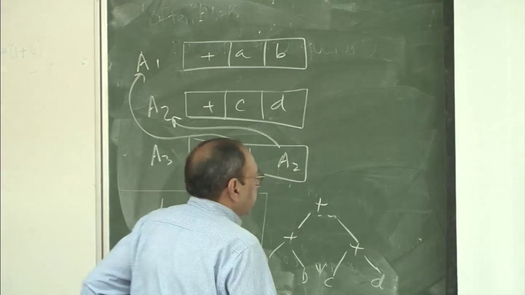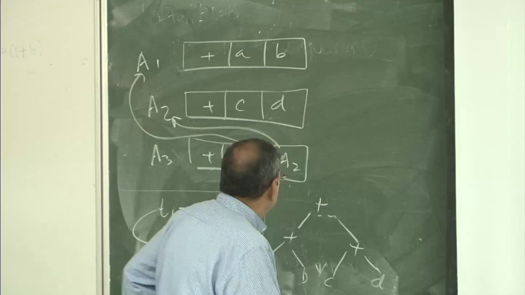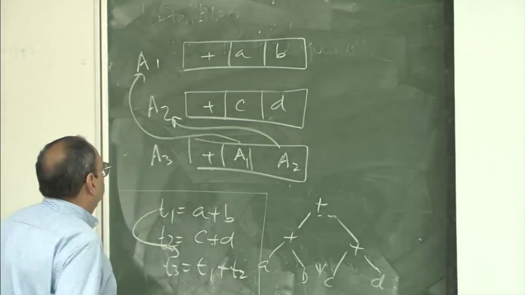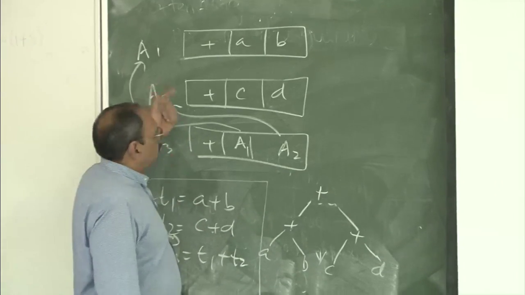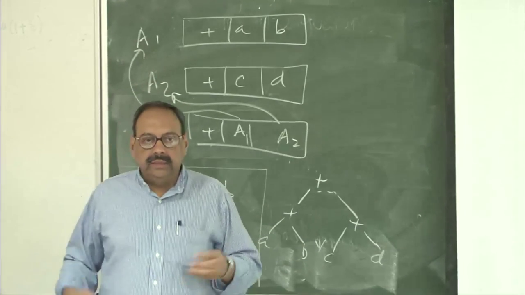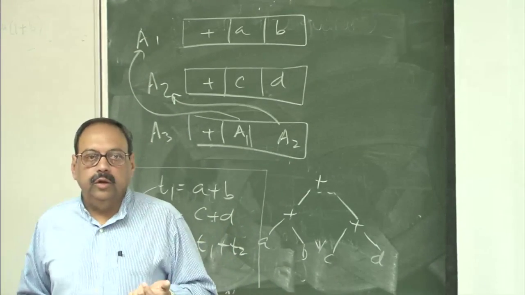So three address code is nothing but some kind of linearized representation of the abstract syntax tree, where for each subnode I have put an explicit name or an explicit address, rather than just keeping a tree structure.